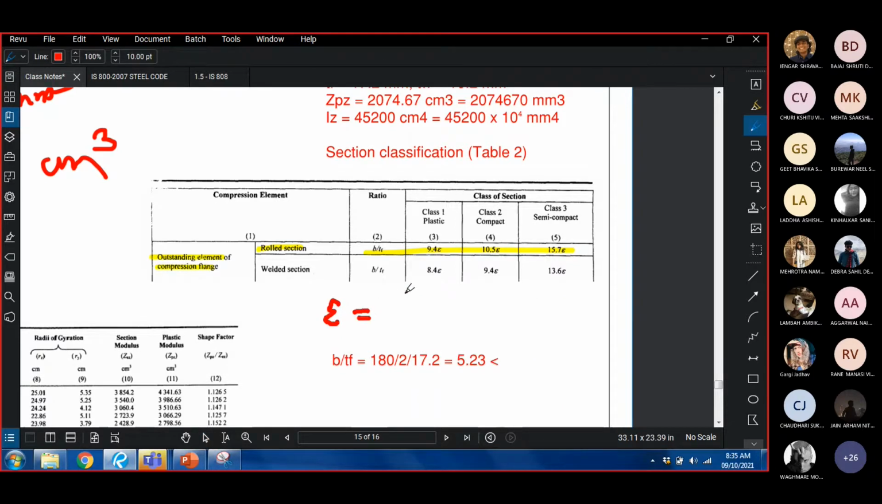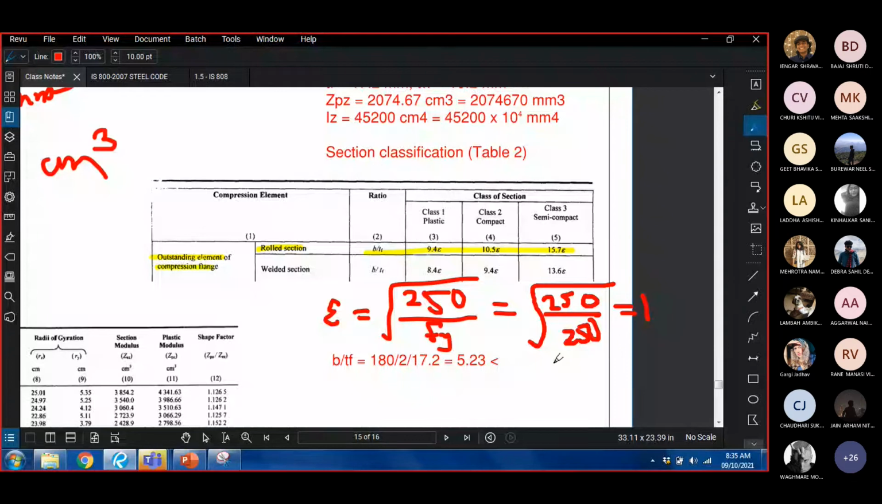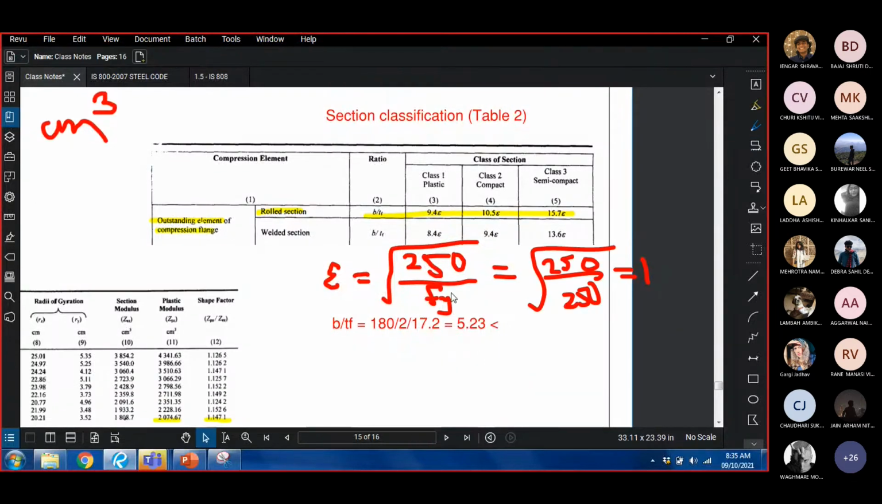Epsilon is equal to square root of 250 upon Fy. So since Fy is equal to 250, this is square root of 250 upon 250, which is 1. And therefore, these values are 9.4, 10.5, 15.7. Now, if we compare 5.23 with these values, we see that 5.23 is less than 9.4 epsilon, which is 9.4.